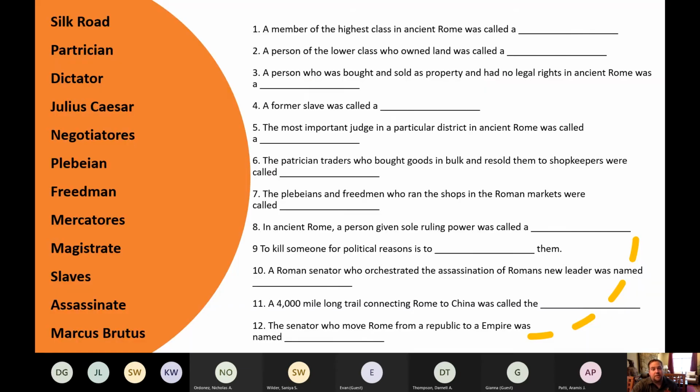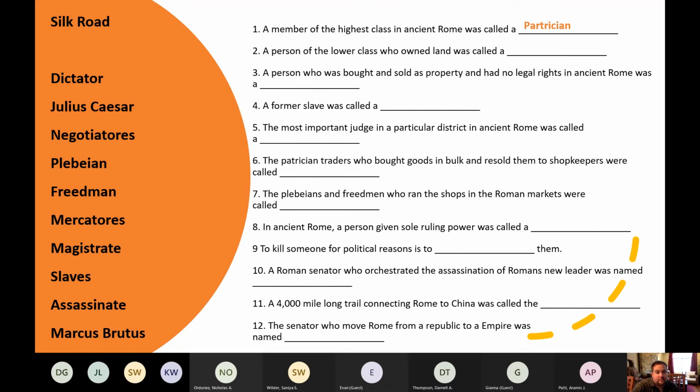All right. Almost done, guys. So let's fill in these blanks. A member of the highest class in Rome was called a what? Snaya, do you know? What do we call the highest? Okay, Aramis, go ahead. What do you think? I think it's a patrician. Good. And then a person of a lower class, but who could still own land, was called a what?